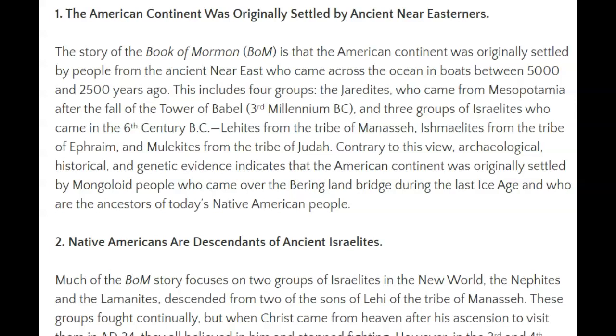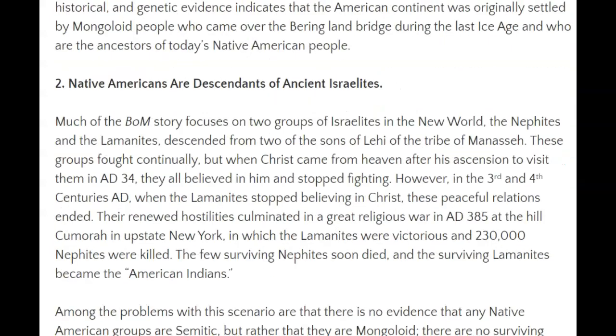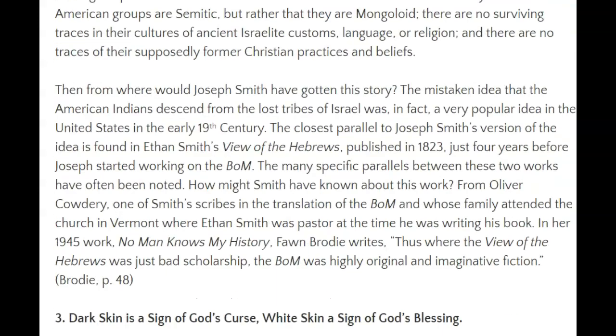ideas or suggestions or interpretations, their policies, their doctrine is strict and rigid. One of the things they believe is that the American continent was originally settled by ancient Near Easterners. Another thing they believe is Native Americans are the descendants of ancient Israelites.